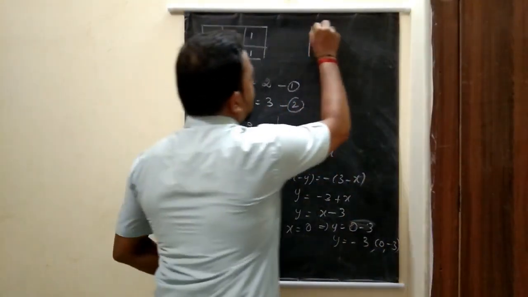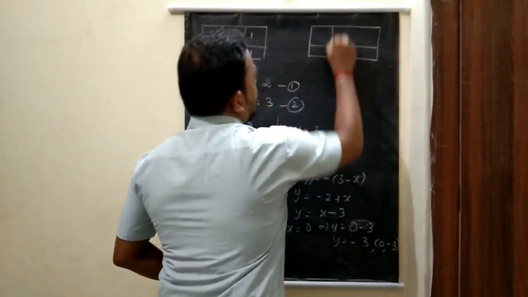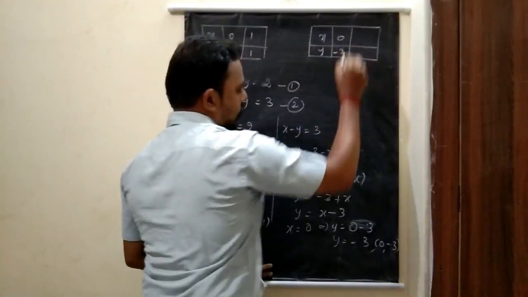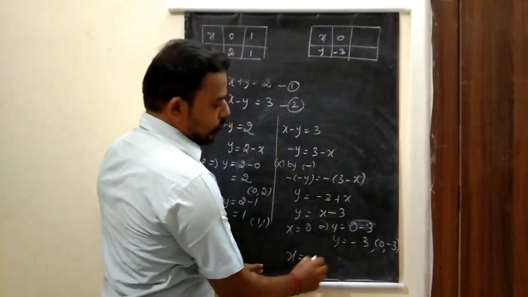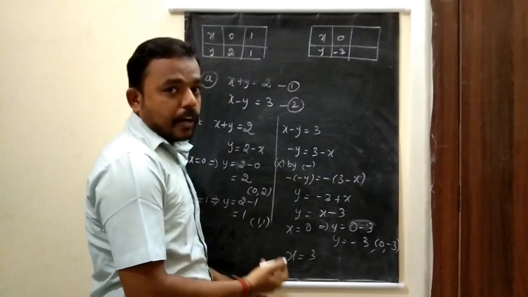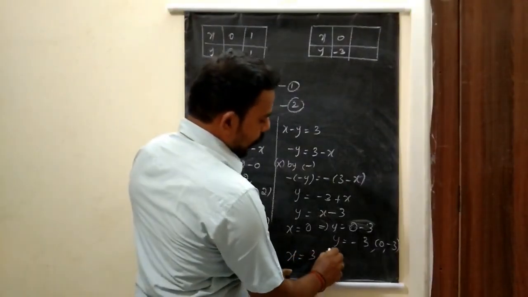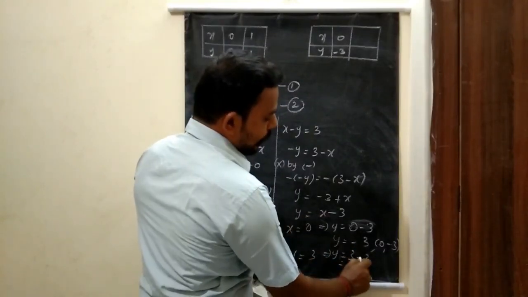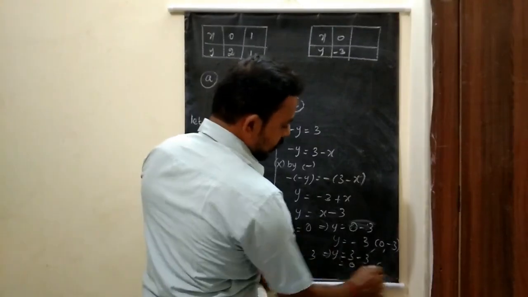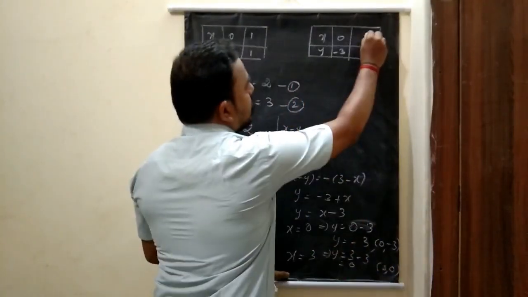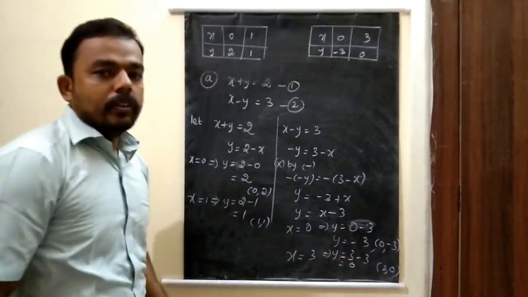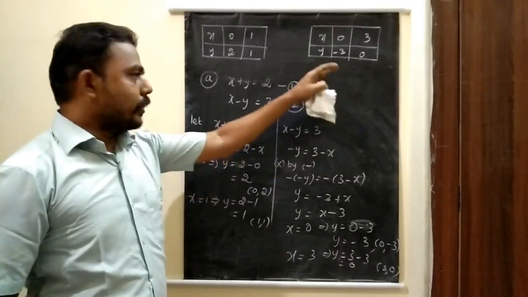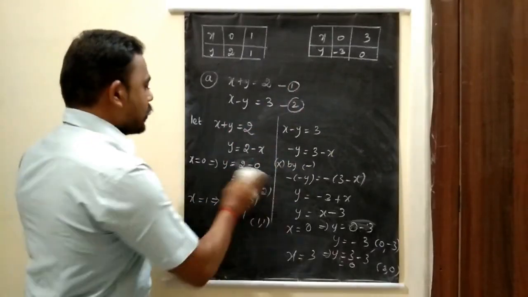So for this, x value 0, y value minus 3, and x equal to, suppose, 3. You can substitute 1, 2, but I am substituting 3. What happened? y equal to 3 minus 3, so 0. So the point is x value 3, y value 0, that is 3, 0. So for the equation x plus y you have 2 points, and for x minus y you have 2 points. We need to draw them in a single graph sheet.